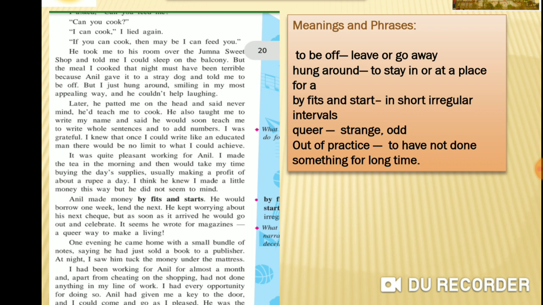So he was a writer, and from his writings, by selling his books, he used to make money, and it was very irregular. Further, one evening he came home with a small bundle of notes, saying he had just sold a book to a publisher. At night, I saw him tuck the money under the mattress.